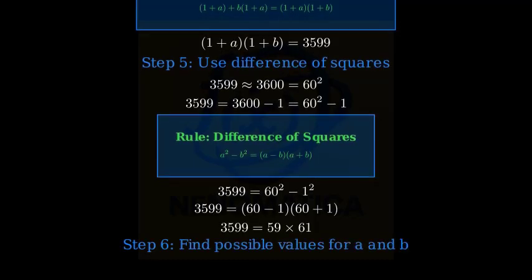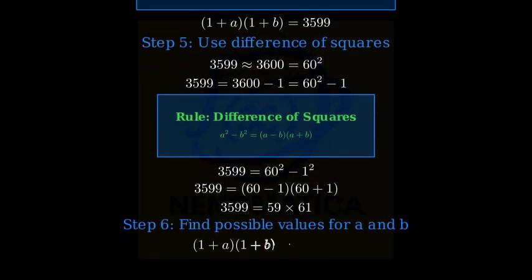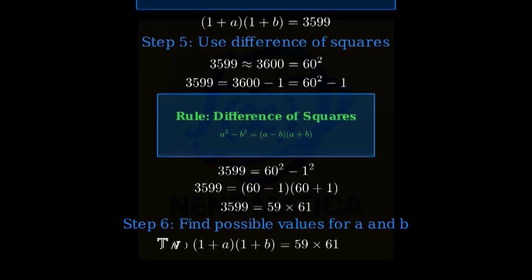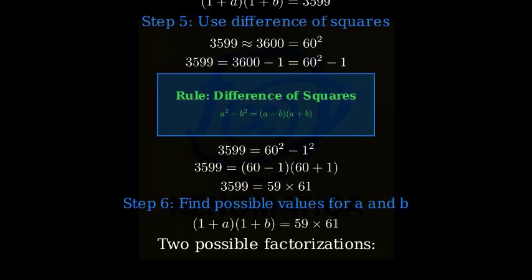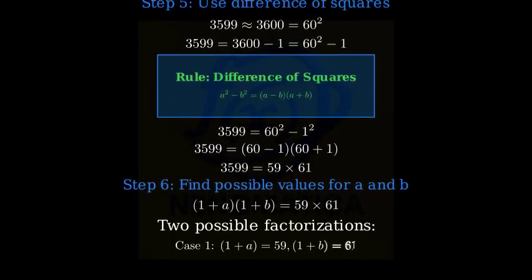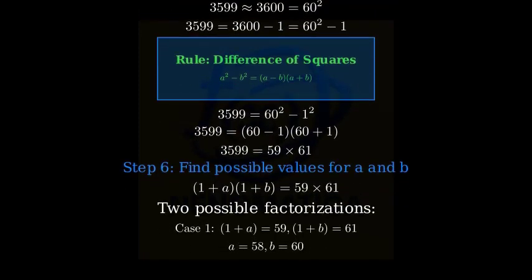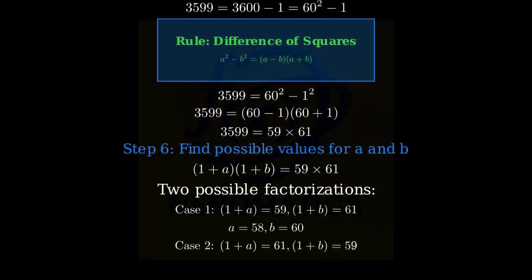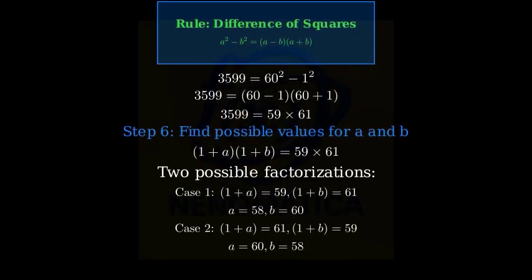Step 6. Now we can equate our factored expressions. The quantity 1 plus a times the quantity 1 plus b equals 59 times 61. Since these are products of integers, and both factors must be positive because a and b are natural numbers, we have two possibilities. Case 1, 1 plus a equals 59, and 1 plus b equals 61, which means a equals 58 and b equals 60.